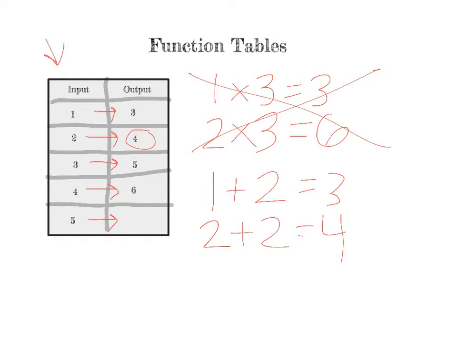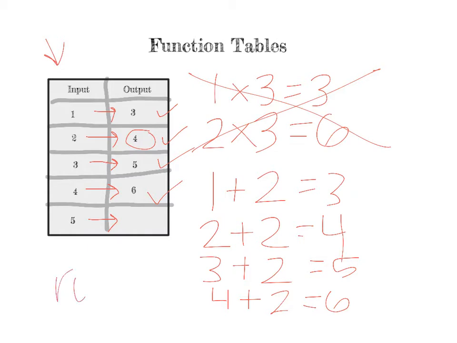Okay, 3. 3 plus 2, that equals 5. Okay, that was our output, so these are working so far. 4 plus 2 equals 6. All right, so I think we found our rule. Our rule for our function table is plus 2.